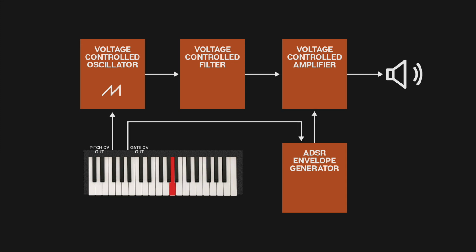When I play a note, the pitch CV's internal connection tells the oscillator what pitch to play, and the gate CV enables the envelope generator, which in turn controls the voltage-controlled amplifier, and voila, we hear sound.